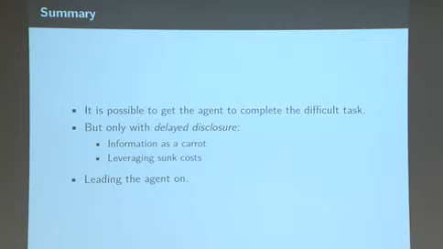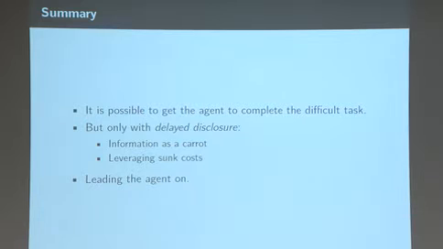All right, so I want to just very briefly summarize what we know about this example. Okay? So in this example, it is possible to get the agent to complete the difficult task. Indeed, it's possible to get the agent to complete the difficult task with probability at least mu. Remember, mu is the probability that the task is difficult. Okay? And that's done with a policy of delayed disclosure.